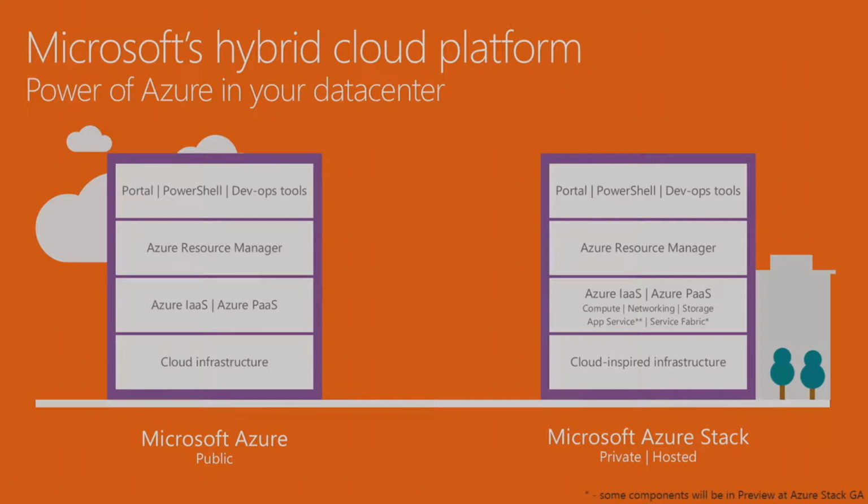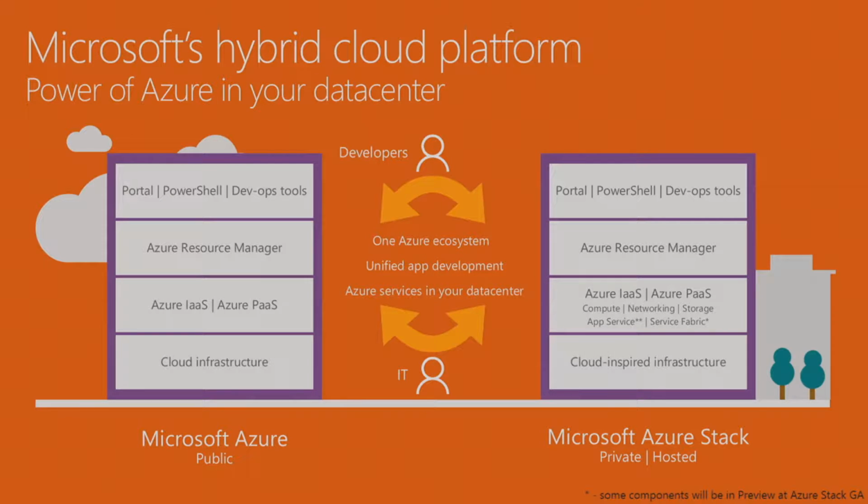So for GA, Azure Stack is targeting IaaS and PaaS services of compute, networking, and storage, which are the underpinnings of Azure that we all need. And then App Service, our product, we will be there at GA with the rest of Azure Stack. And then there are some preview features of Service Fabric coming as well. But it's all cloud-inspired infrastructure, so we've worked with our partners to get to that end. So just to clarify, your developers are working in one Azure ecosystem, taking advantage of the same systems, unified app development, and from an IT perspective, you've got the Azure services in your data center.